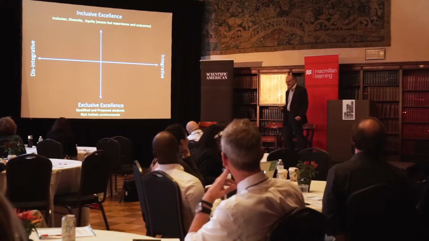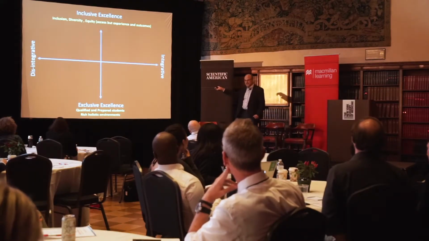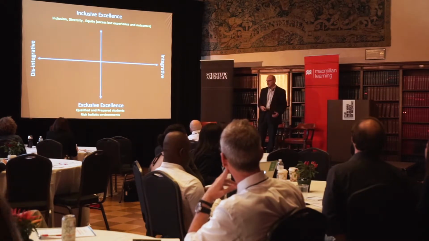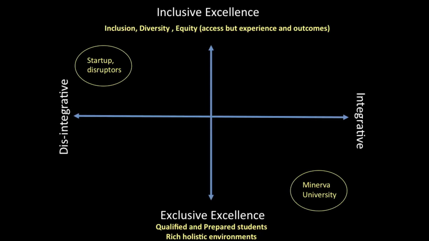If you Google inclusive excellence, you'll get 300,000 hits to like the American Association of Colleges and Universities. If you Google exclusive excellence, you will find luxury resorts in Mexico. Right? That is not a term that we use because it's so naturalized to the history of higher education. So, I think you can plot the current landscape of higher education around this.